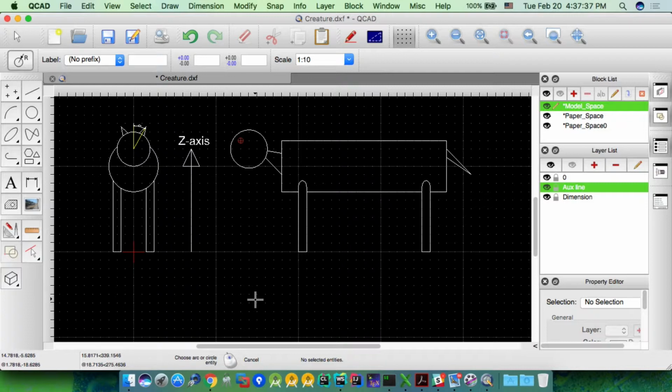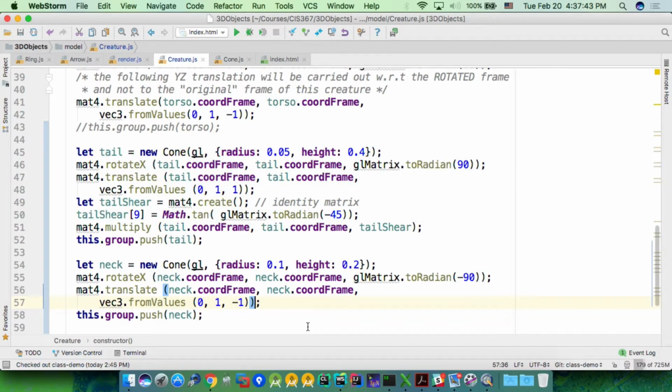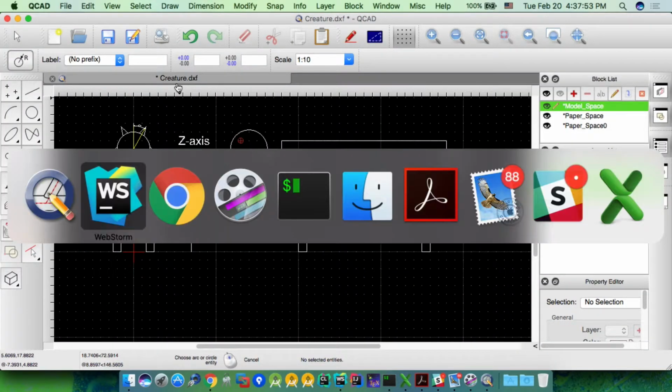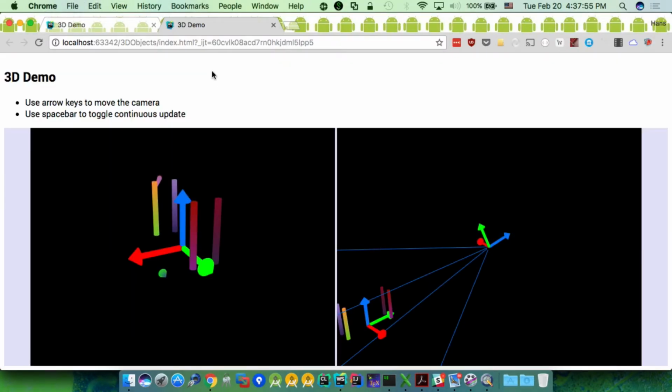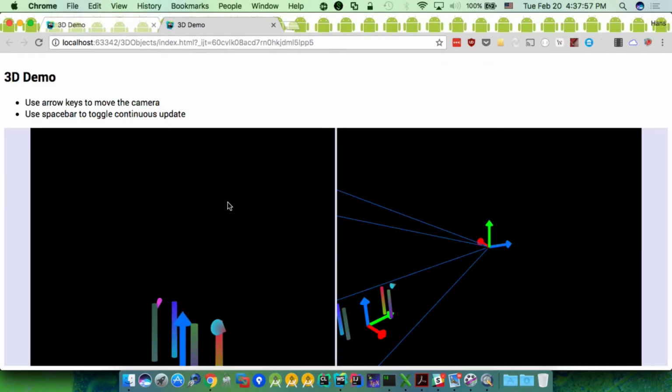Positive Z, negative Y. Okay, so the rotation is negative, positive Z, negative Y, positive Z, negative Y. We flip the two signs. Okay, let's go back, refresh. Yep, the tail is in the right place, and I can put back the torso now.